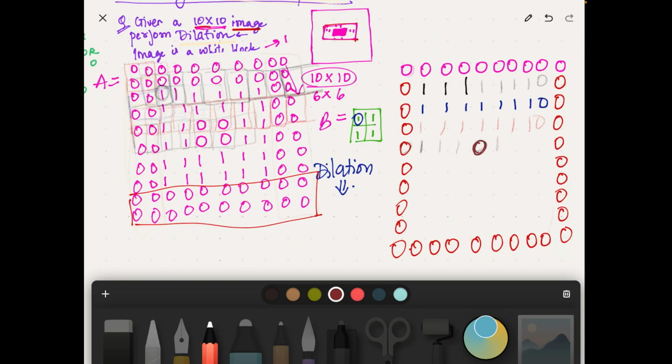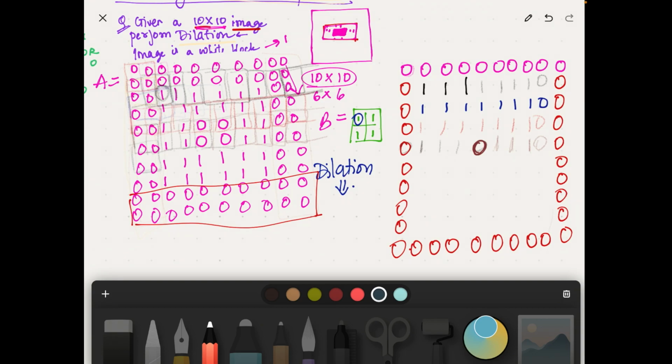0 1 0 1 will give us a 1, 1 1 1 1 gives us a 1, 1 0 1 0 gives us a 1, 0 0 0 0 gives us a 0. This 0 0 with the padding elements is giving us a 0. We move on to the next window, which is going to be this one.